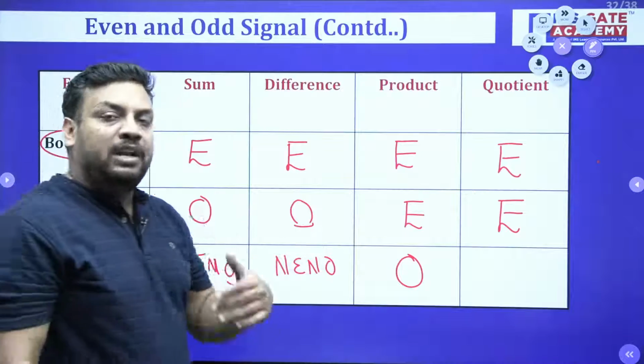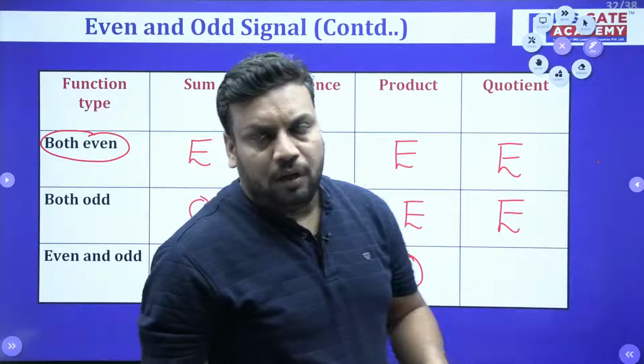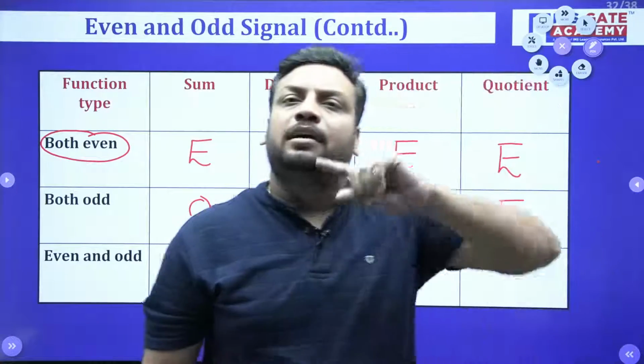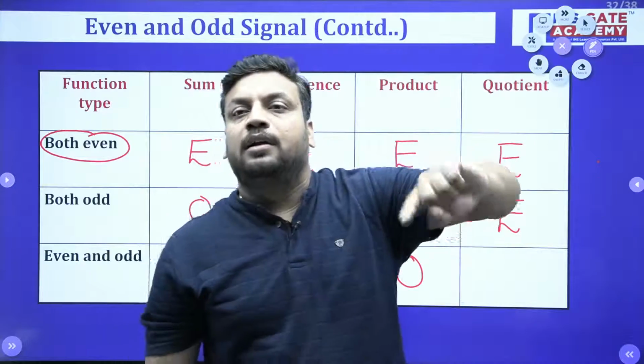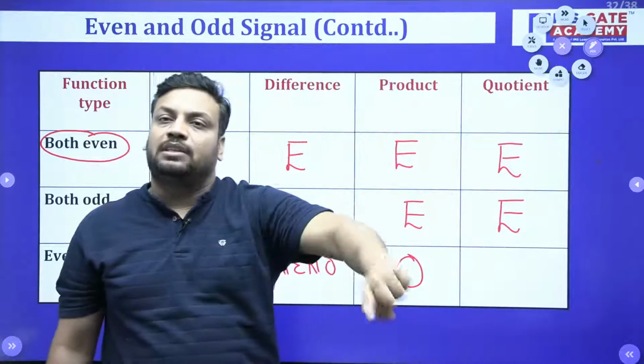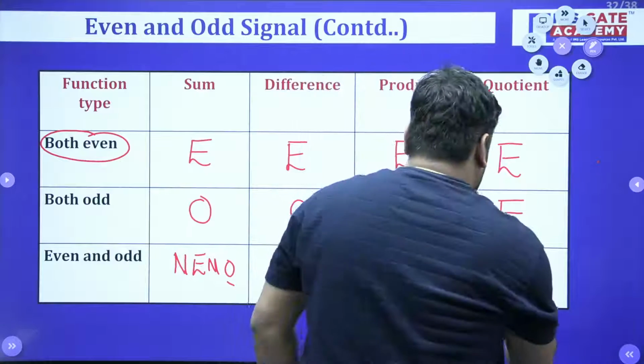And odd upon even, what will it be? You are asking odd upon even. Take t cube upon t square. T cube is an odd signal, t square is an even signal, and ultimately you will get t to the power 1. So the answer is nothing but odd.